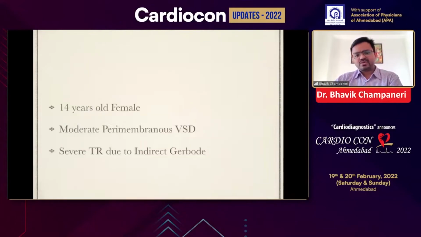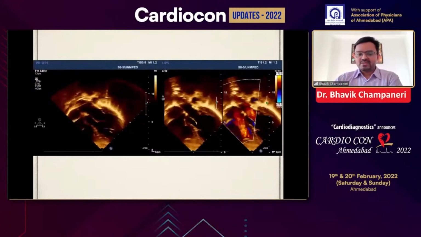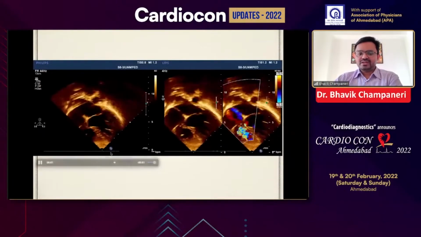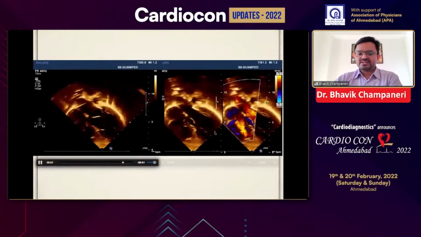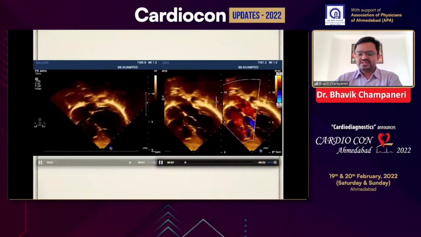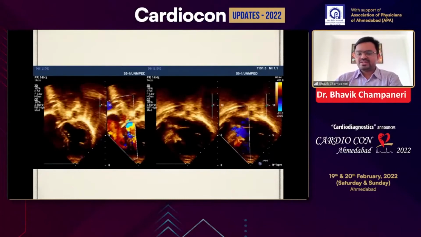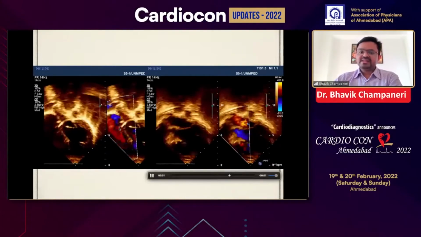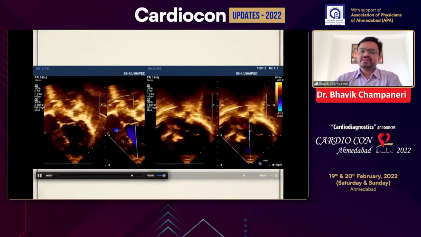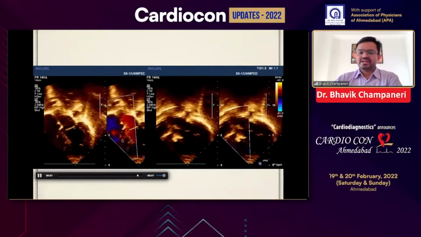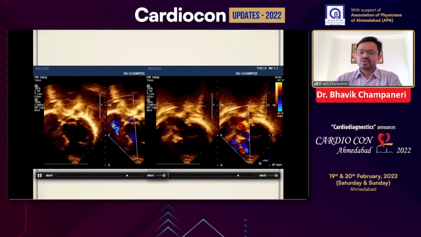A similar case is a 14-year-old female, also diagnosed with moderate perimembranous VSD, but she has severe tricuspid regurgitation because of indirect aortic rim. The patient was actually referred for surgery. On evaluation, we found moderate perimembranous VSD and significant TR, as you can see here. The patient was taken into the cath lab and underwent device closure with a 10-8 ADO1 device. TR has come down significantly, remaining mild. The device is in good position, with no aortic regurgitation and no residual flow across the device.